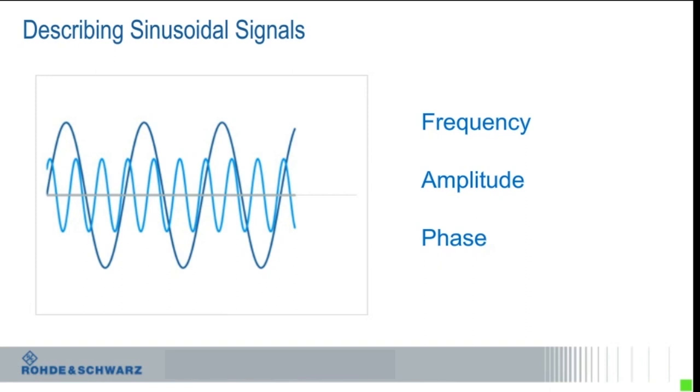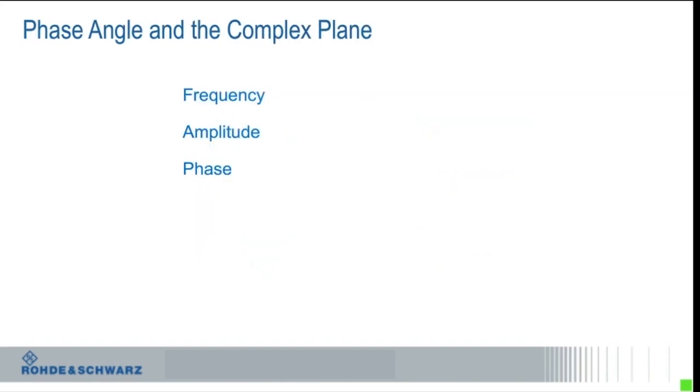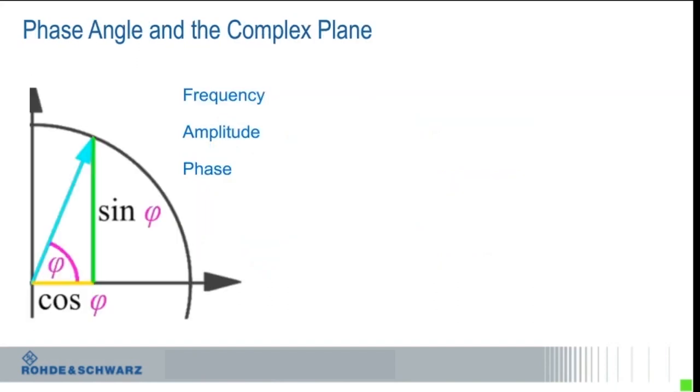Okay, so hopefully you remember, too, that I can represent a sine wave as a phasor, right? So it has a magnitude and a phase angle, as opposed to just looking at the sines and cosines. So this gets more important as we get into digital modulation and digital signals.